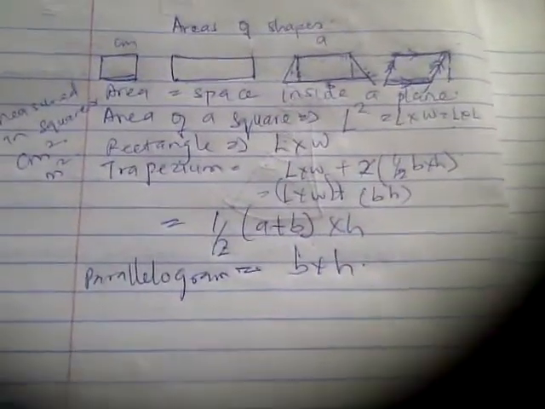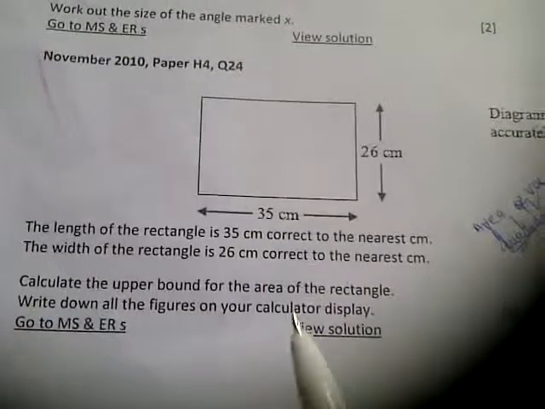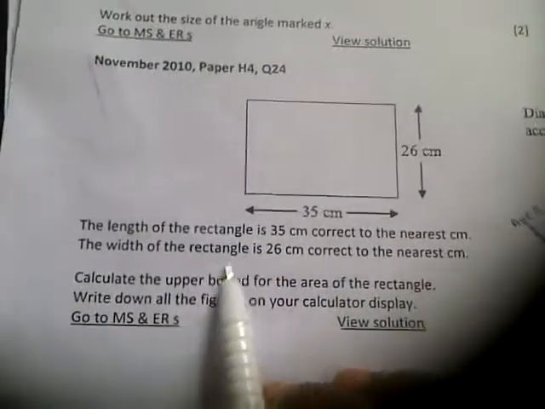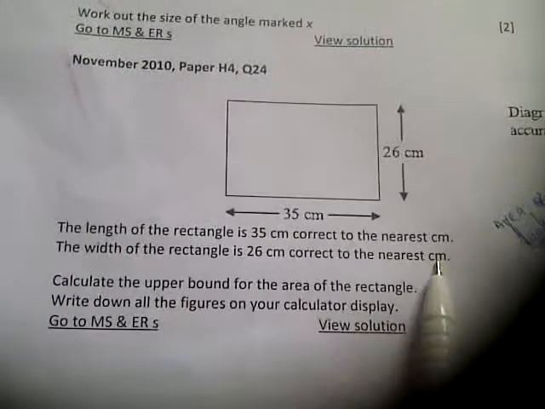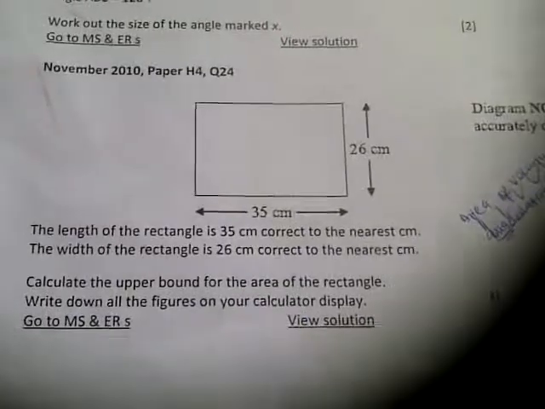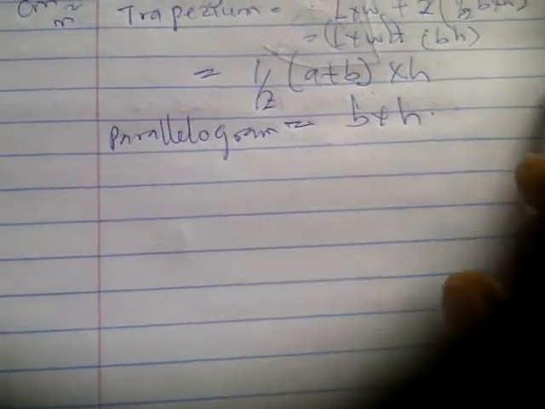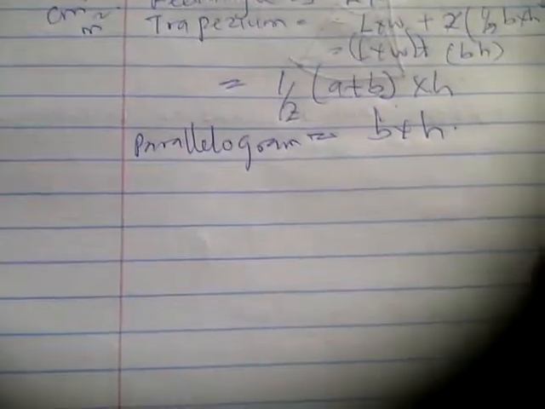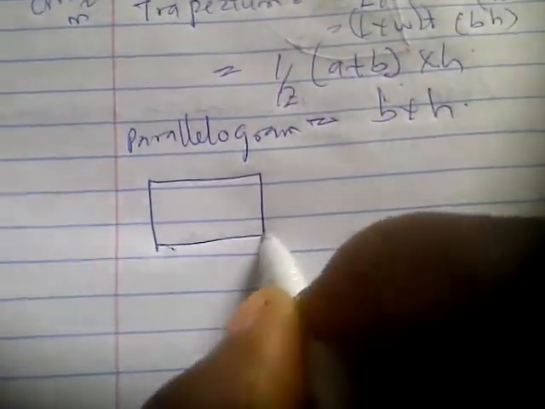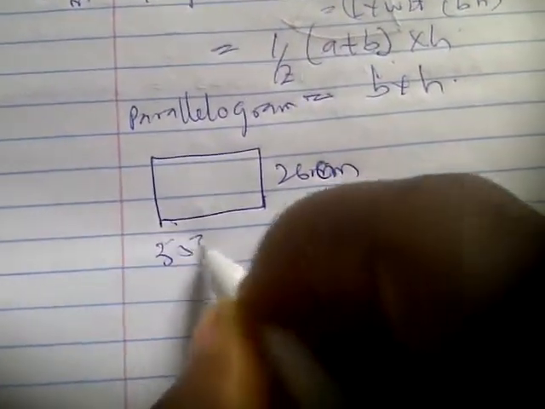Okay, now bearing this in mind, we're going to solve this question. The question says that the length of a rectangle is 35 centimeters, correct to the nearest centimeter, and the width of the rectangle is 26 centimeters, correct to the nearest centimeter. Calculate the upper bound for the area of the rectangle. Write down all the figures in your calculator display. Now this question actually covers two areas, upper bounds and areas, but we'll do it to the best of our ability. Okay, now you have 26 centimeters here, and here you have 35 centimeters.